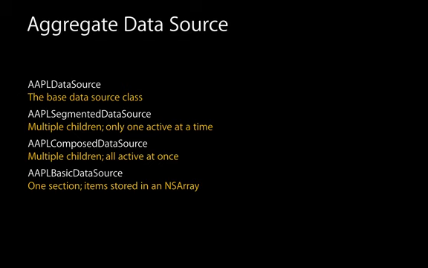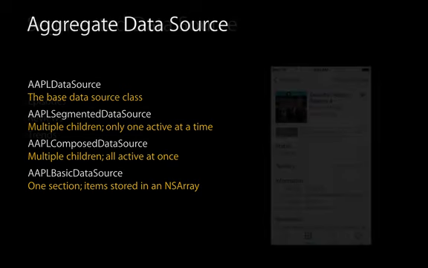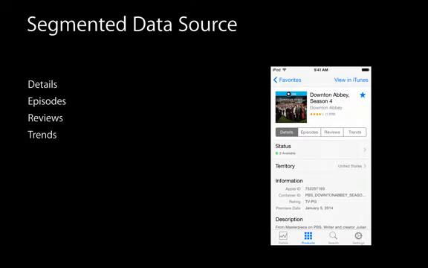So let's take a look at how we use these 4 classes to build up our product details data source. So first of all, the product details data source is a segmented data source. And it has 4 segments. No surprise, 1 for details, 1 for episodes, 1 for reviews, and 1 for trends. Those correspond exactly to the UISegmentedControl in the headers. That UISegmentedControl is actually created by the segmented data source.